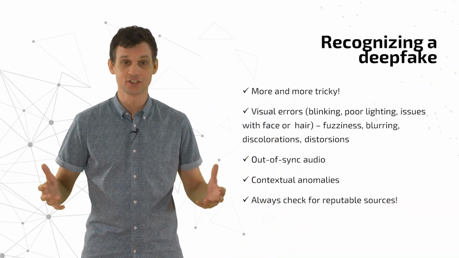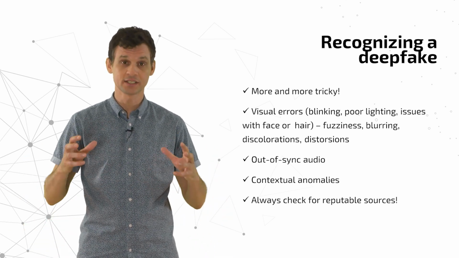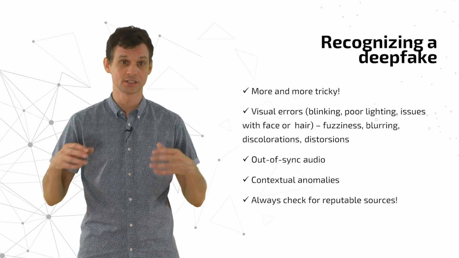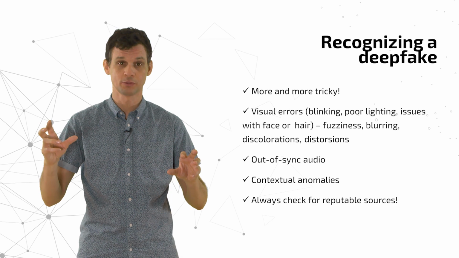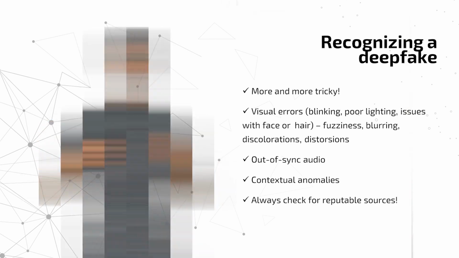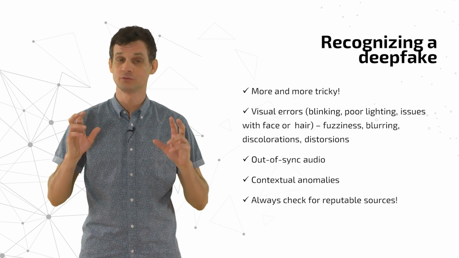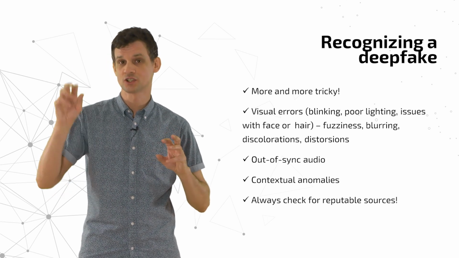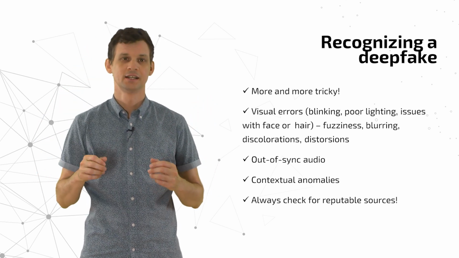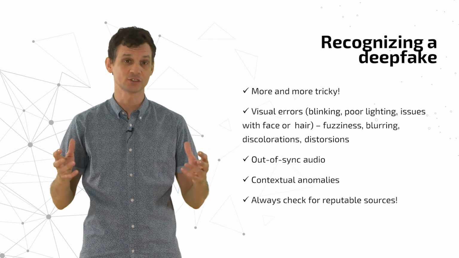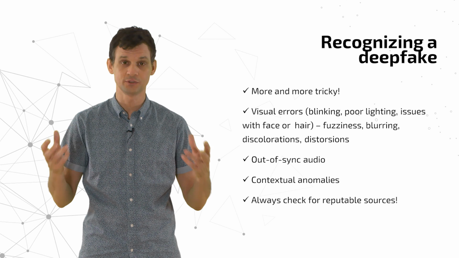Recognizing deepfakes can be challenging, especially as the technology becomes more advanced. Nevertheless, some of the things that may hint that a photo or a video is a deepfake are imperfect visuals, audio syncing, contextual anomalies, and digital artifacts. While deepfake technology has improved dramatically in the last couple of years, it can still produce visual errors. Look for strange blinking, poor lighting, or issues with the face or hair. This can sometimes manifest as fuzziness or blurring, discolorations or distortions that don't align with the rest of the video.